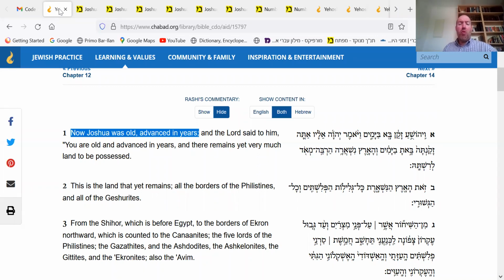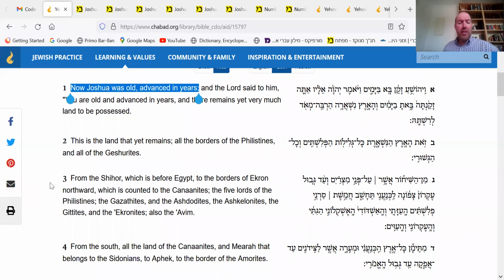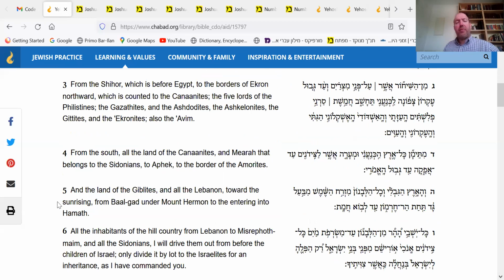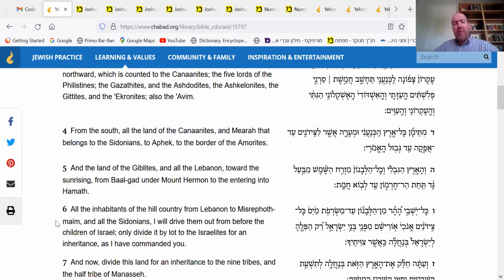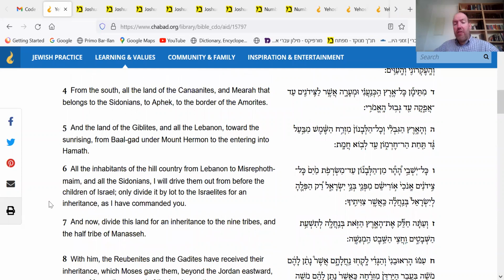"This is the land that yet remains: all the borders of the Philistines and all of the Geshurites, from the Shihor, which is before Egypt, to the borders of Ekron northward, which is counted to the Canaanites; the five lords of the Philistines, the Gazites and the Ashdodites, the Ashkelonites, the Gittites and the Ekronites; also the Avim, from the south, all the land of the Canaanites, and Me'arah, that belongs to the Sidonians, to Aphek, to the borders of the Amorites, and the land of the Giblites, and all the Lebanon towards the sun rising, from Baal Gad under Mount Hermon to the entering into Hamat; all the inhabitants of the hill country from Lebanon to Misrephoth-maim, and all the Sidonians. I will drive them out before the children of Israel. Only divide it by lot to the Israelites for an inheritance, as I have commanded you."